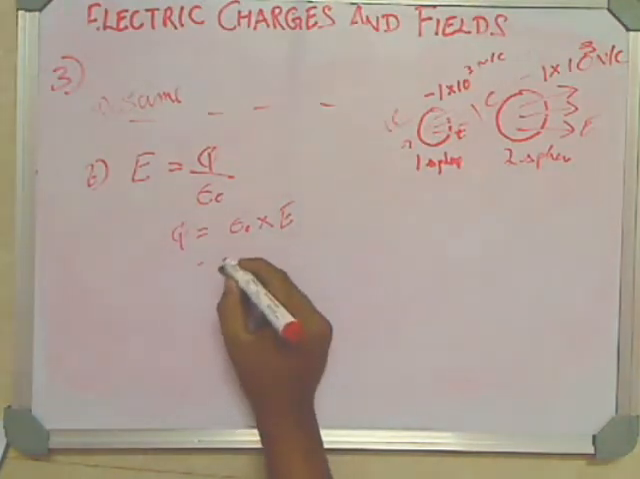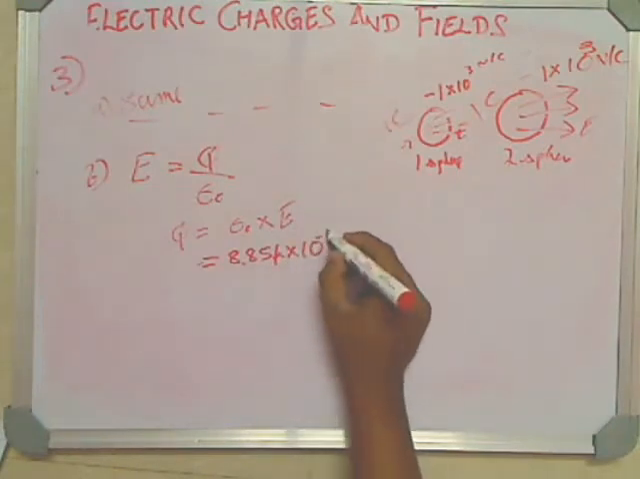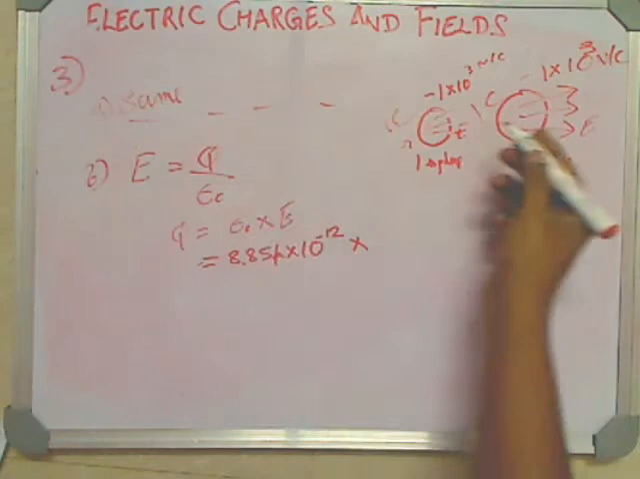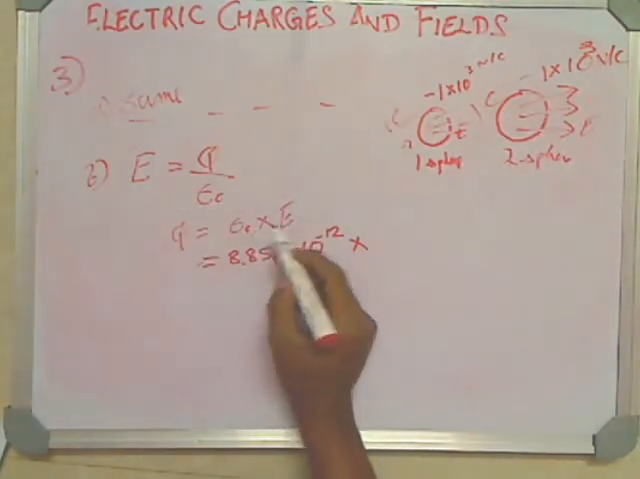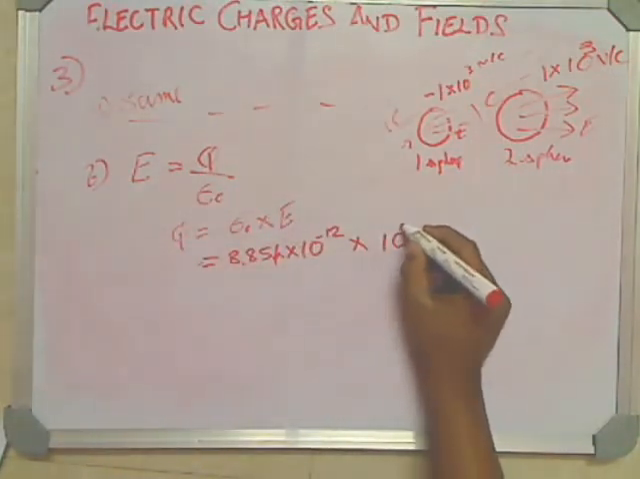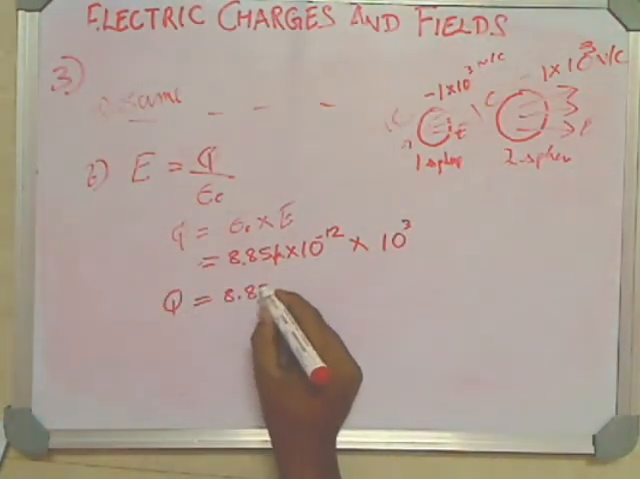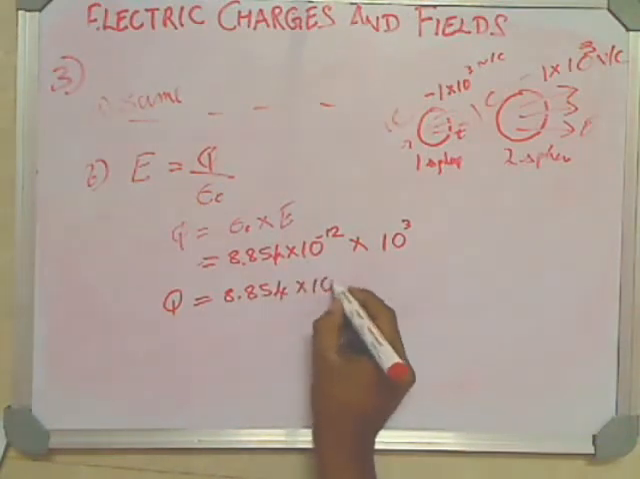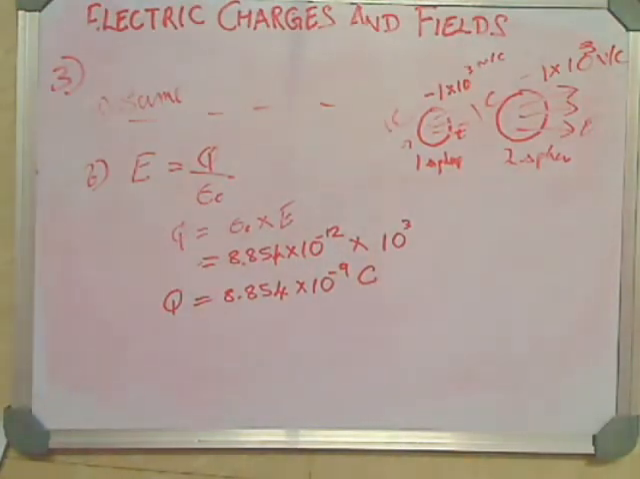Here you have 8.854 multiplied by 10 to the power of minus 12 into -1 in this case. -1 becomes positive because you are switching LHS and RHS. 10 to the power of 3. This should give you the answer. The value of the charge is 8.854 multiplied by 10 to the power of minus 9 coulomb. So this is how you calculate when you have this particular type of question.